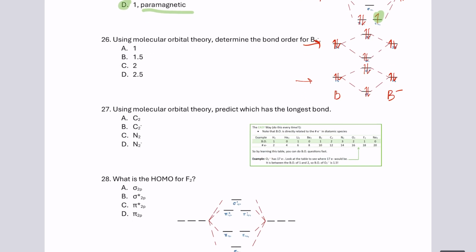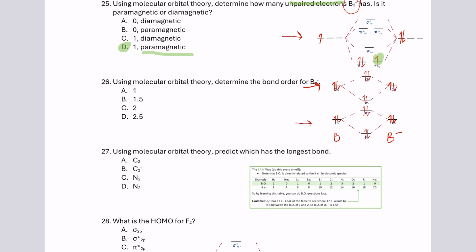Problem 26 says, using molecular orbital theory, determine the bond order for diboron anion. So to determine the bond order, we just need to look at the valence electrons, which are going to be in the 2s and 2p orbitals. And we want to go ahead and count the number of bonding electrons and the number of anti-bonding electrons. We are going to take the difference between those two values and divide by 2 to get the bond order.